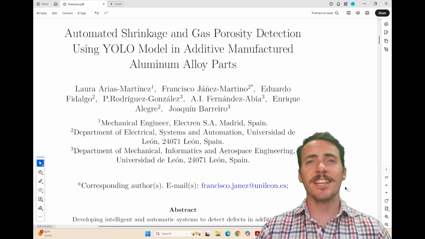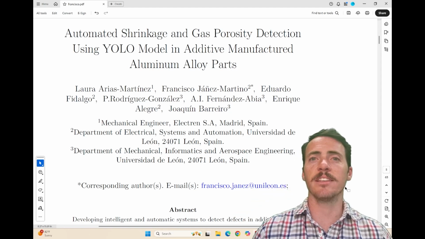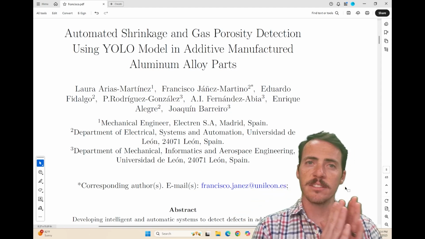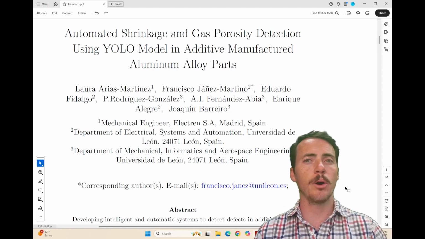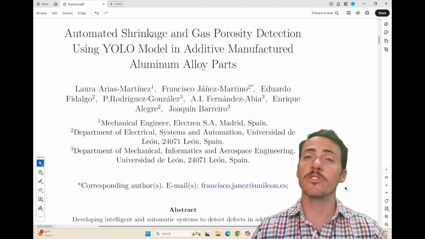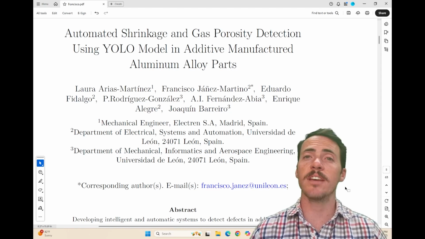It's about detecting little pores or defects in cast metal, whether they're cast in sand or in additively manufactured components. This group of authors is going to try and use computer vision to detect these defects.